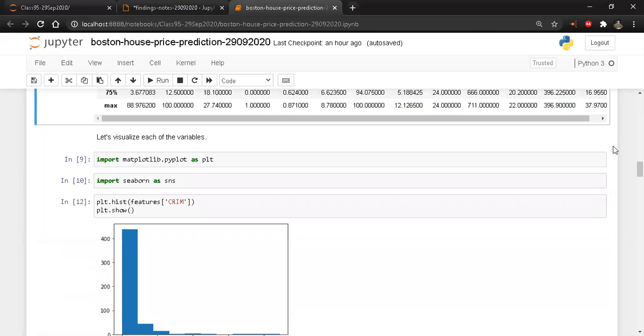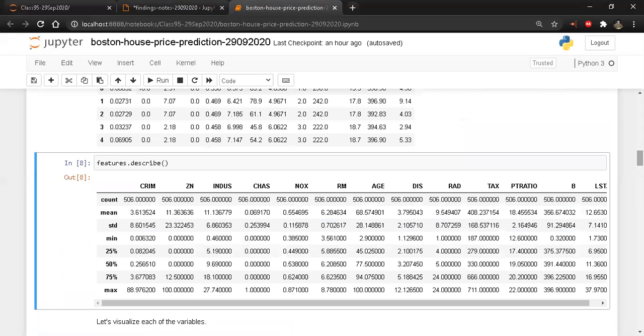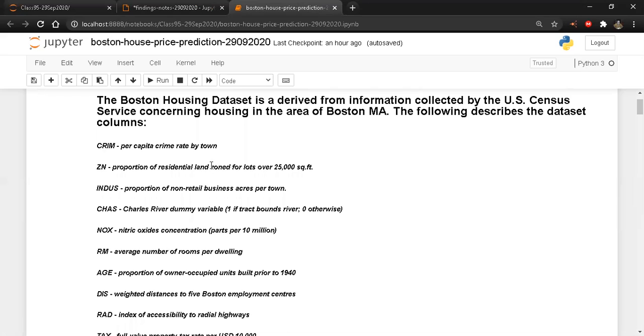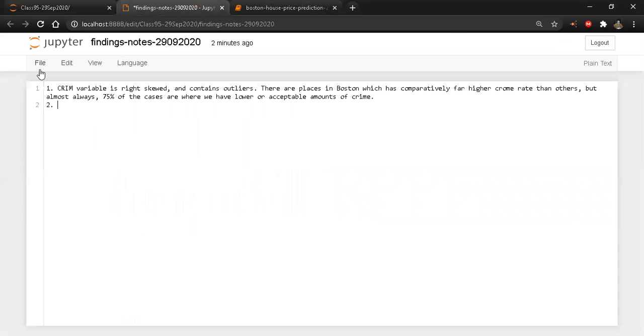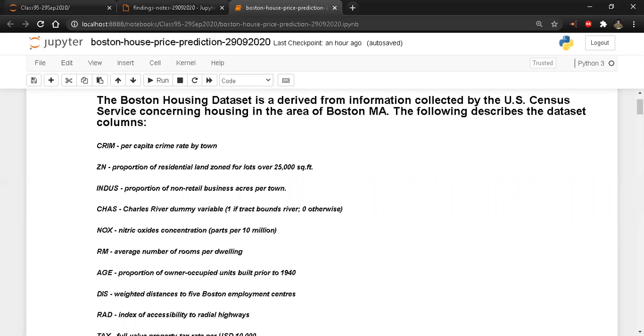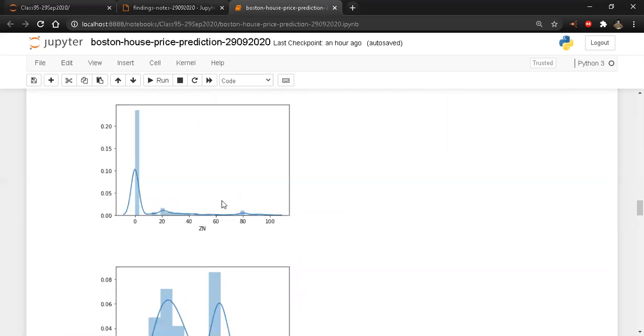What is ZN? Let's try to look at what ZN is. ZN is the proportion of residential land zoned for lots over 25,000 square feet. A bit difficult to understand at first, but the main idea is as simple as how much is the proportion of land where we have the apartments or homes, right? So if I come back to the diagram, let's go through each diagram and understand what is happening. So ZN is also a right skewed kind of data.